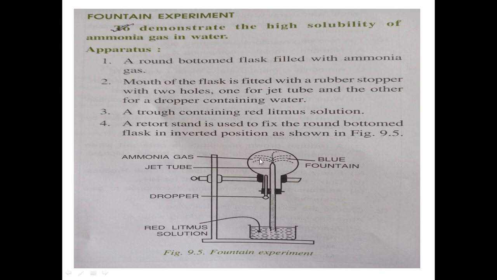If that is done, then a huge vacuum is created in this round bottom flask. Since it is empty space, it creates a very low pressure here, because whatever ammonia gas was filled in this flask is all dissolved in a drop of water. Then this is at lower pressure, and liquid always flows from higher pressure to lower pressure.